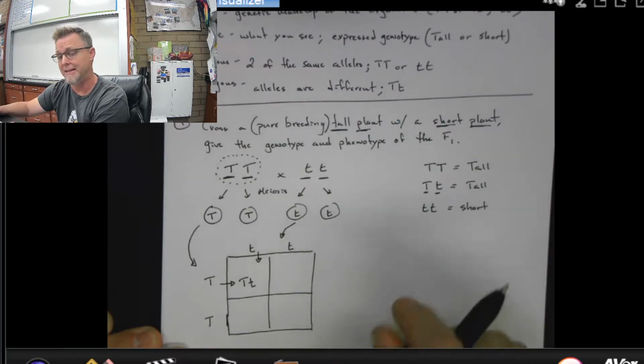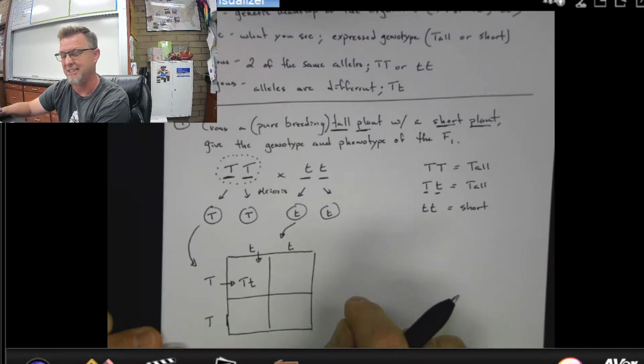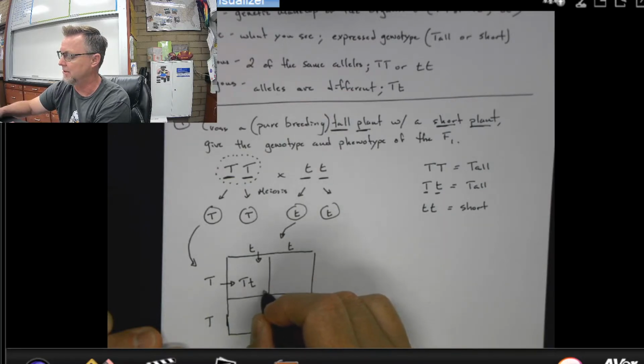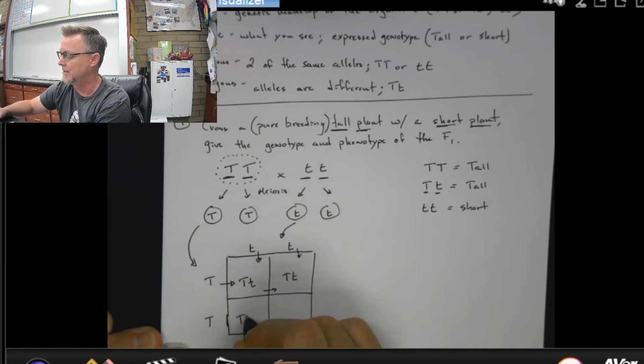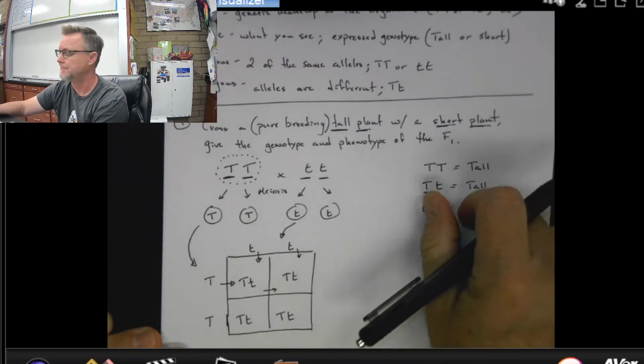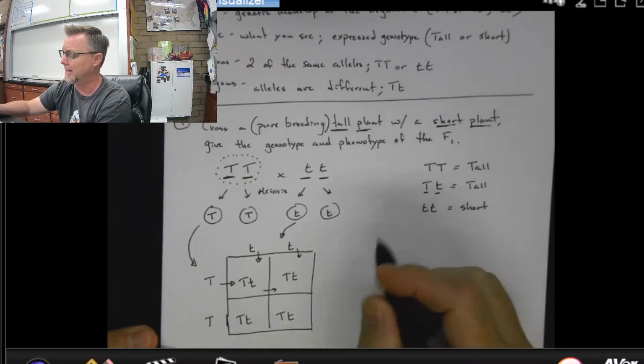Now, if you're paying attention and you're smart, you should realize that all the boxes are actually going to get the same thing, right? Because another allele from the side, another allele from the top, big T, little t, big T, little t, big T, little t, and so on, okay? So how do I come up with genotype and phenotype? Well, it works like this.